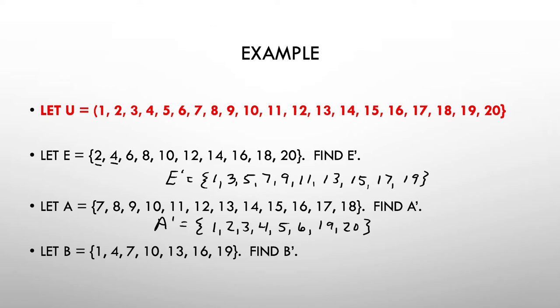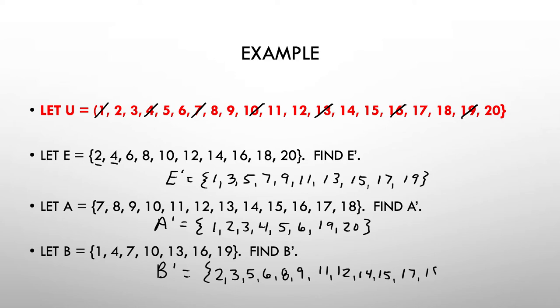Okay, one more time. So we have this set B, and I'm going to mark them off as I go. It has the numbers 1, 4, 7, 10, 13, 16, and 19. And I want to write down B complement. So I want to write down everything that's now not marked off. So that's going to be 2 and 3, 5 and 6, 8, 9, 11, 12, 14, 15, 17, and 18, and 20. So again, your complement is what is not in your original set.